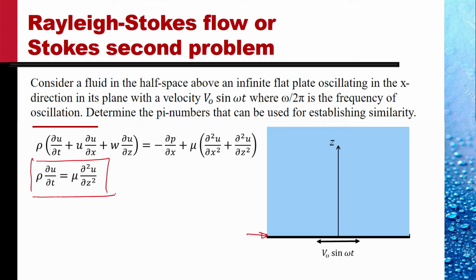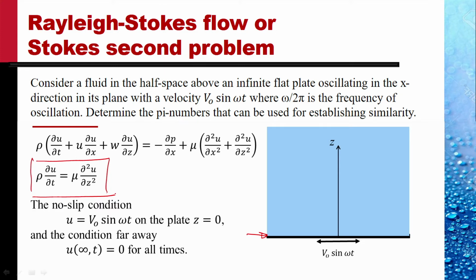This partial differential equation is not very difficult to solve. It has to be solved with the no-slip condition at the plate, which would say that the velocity u would be equal to the velocity of the plate at any given instant, V0 sine omega t. And far away, the velocity would be 0 for all times.